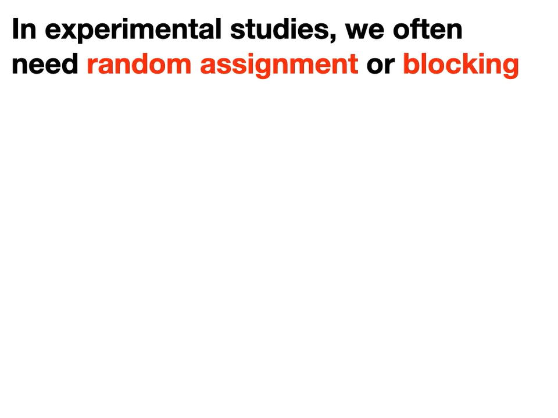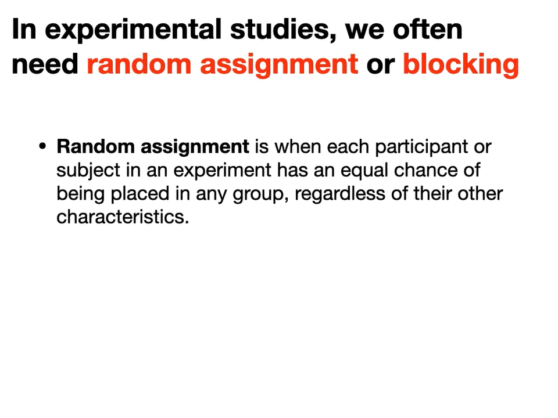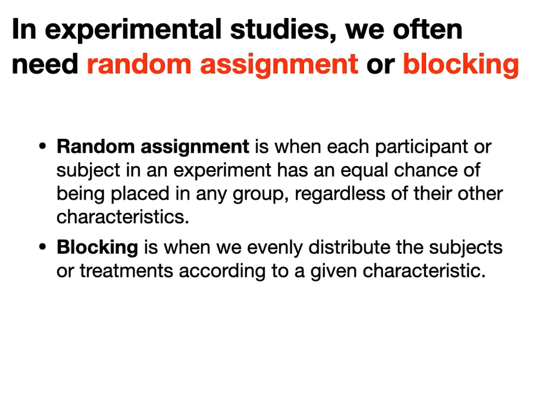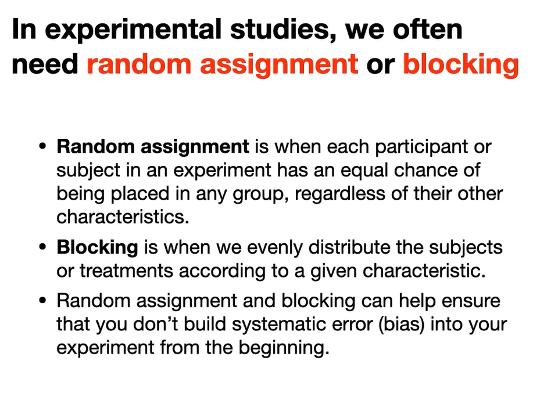So in experimental studies, we often need to do something called random assignment or blocking. Random assignment is when each participant or subject in an experiment has an equal chance of being placed in any group, regardless of that subject's other characteristics. Blocking is when we evenly distribute the subjects or treatments according to a specific characteristic. Random assignment and blocking can help ensure that you don't build systematic error or bias into your experiment from the beginning.